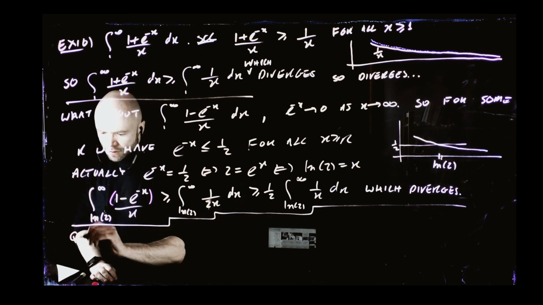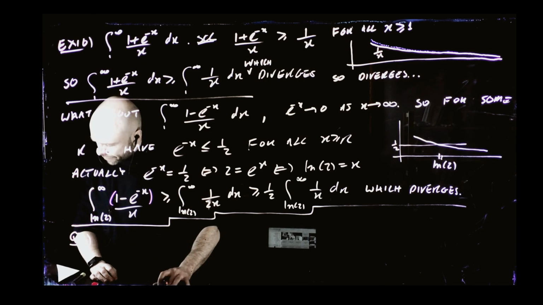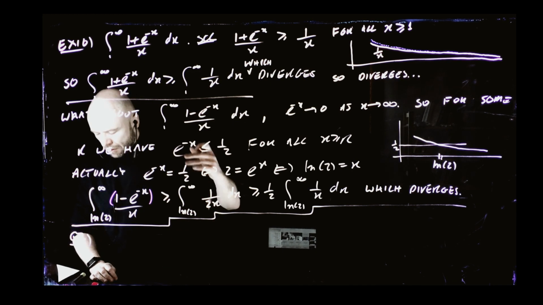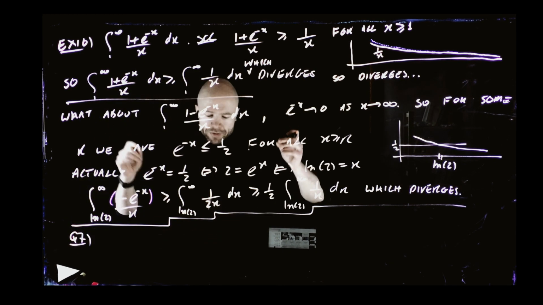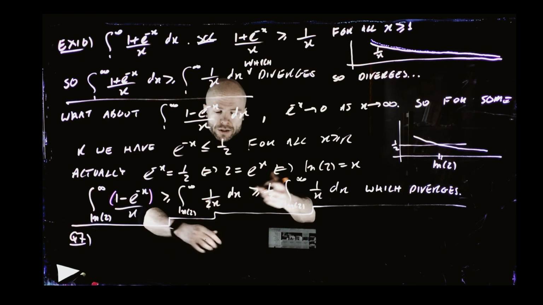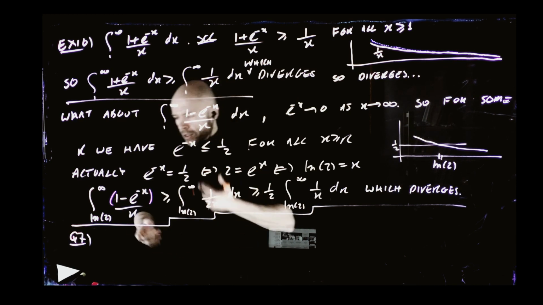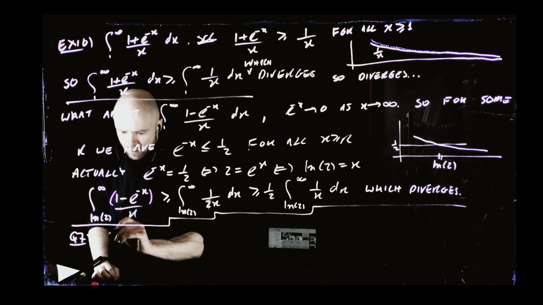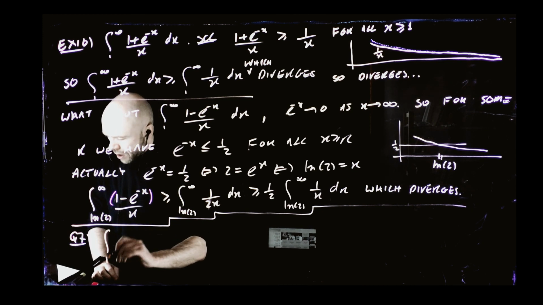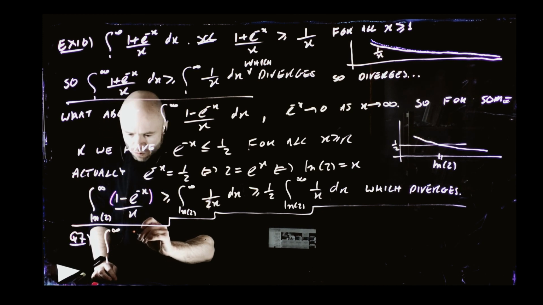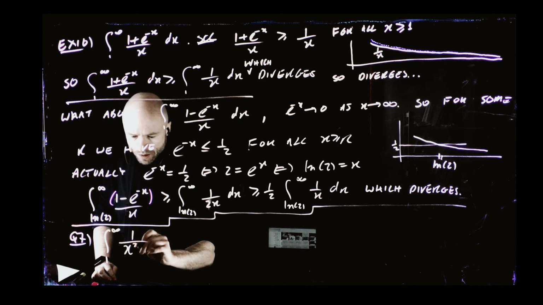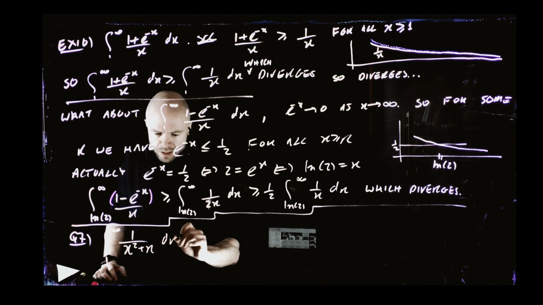Question 7. So this is from the end of the section, and at the end of the section, it gives us a whole bunch of integrals, and it says, does the integral converge or not? And if it converges, calculate what the integral is. So this is our integral. This is 1 to infinity, 1 over x squared plus x dx.